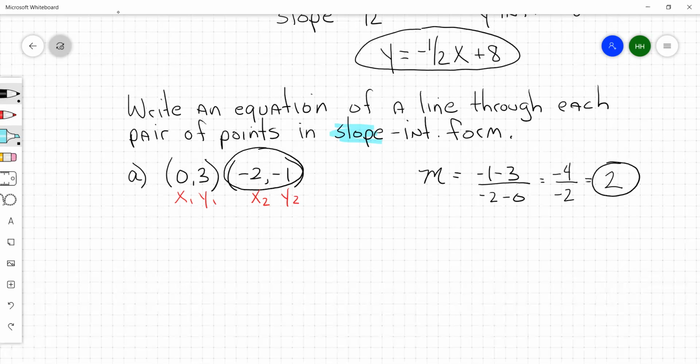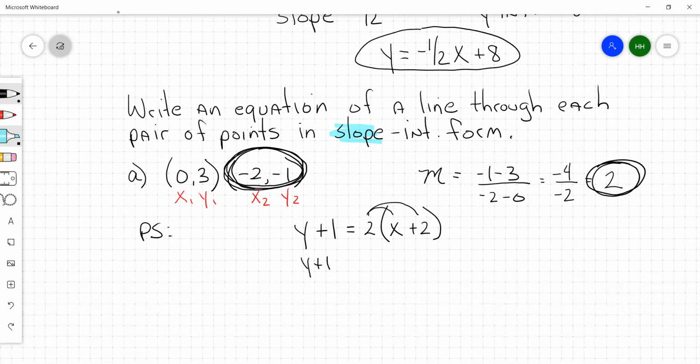It's very simple. We go y, and then what? What goes next? I'm using this point right here. It's a point on the line, and here's the slope. Plus 1 equals 2, left parenthesis, the letter x, and then what? Plus 2. Beautiful. That's point slope form. If we take point slope form, and now we do the distributive property, we get y plus 1 equals 2x plus 4. Agreed?